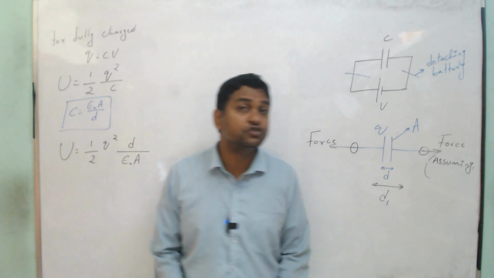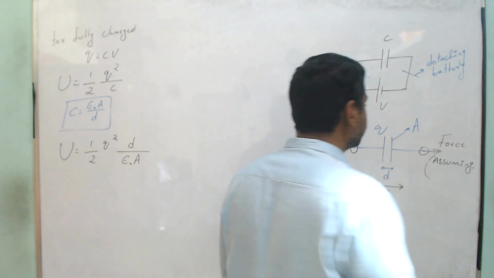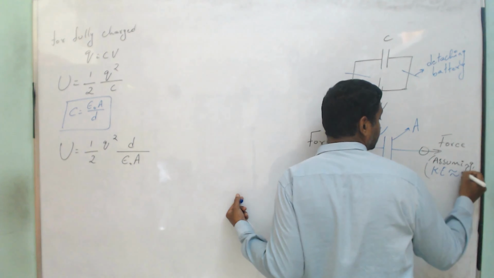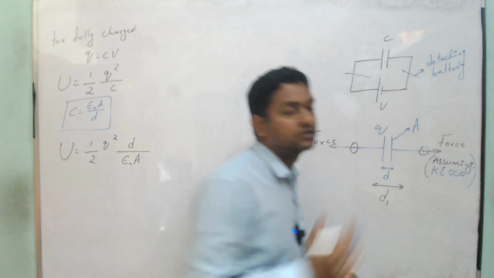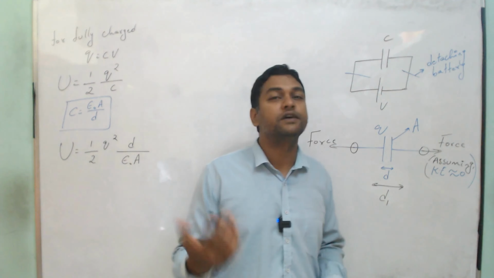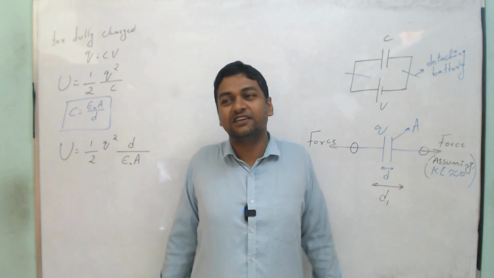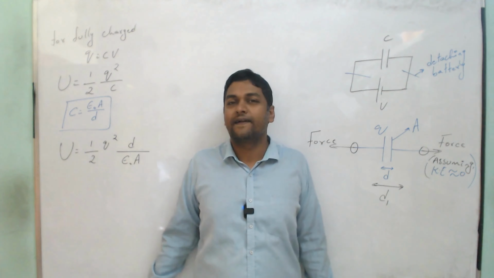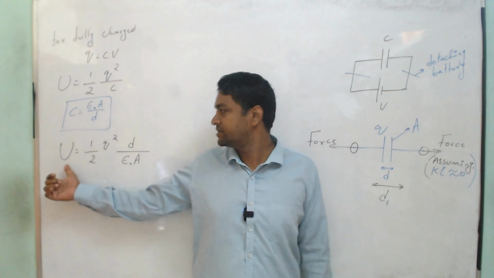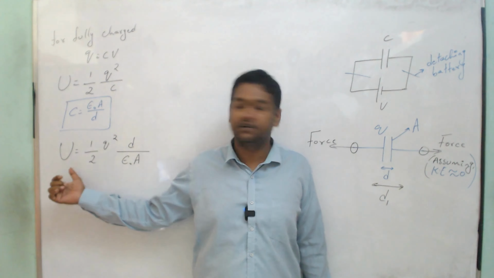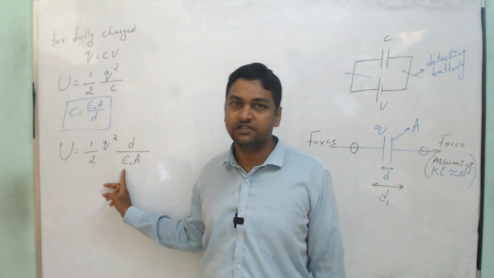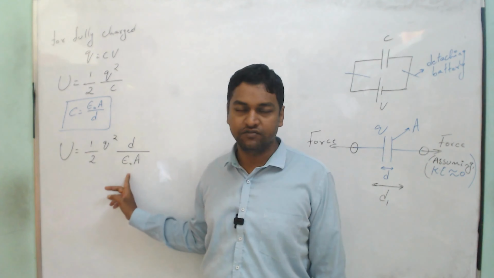I am also assuming that I am keeping my kinetic energy negligible, because I am interested only in potential energy. Yes, sir. So now I have potential energy as half Q square D by epsilon naught. Epsilon naught is anyways a constant. A is the area of each plate.